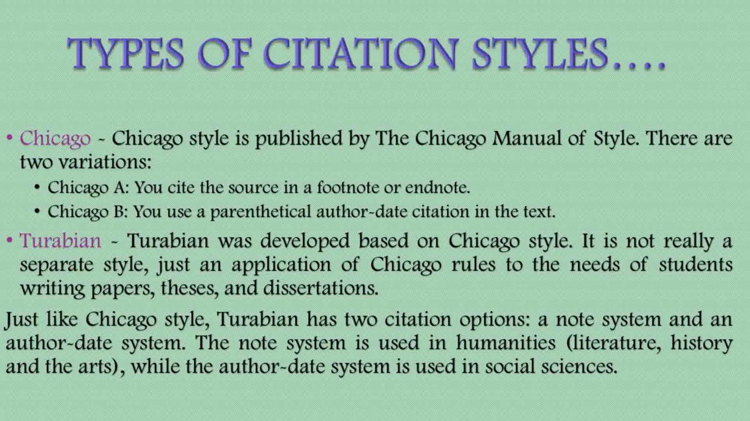Next is Turabian. Turabian was developed based on Chicago style. It is not really a separate style, just an application of Chicago rules to the needs of students writing papers, theses and dissertations. Just like Chicago style, Turabian has two citation options, a note system and an author date system. The note system is used in humanities, that is literature, history and arts, while the author date system is used in social sciences.